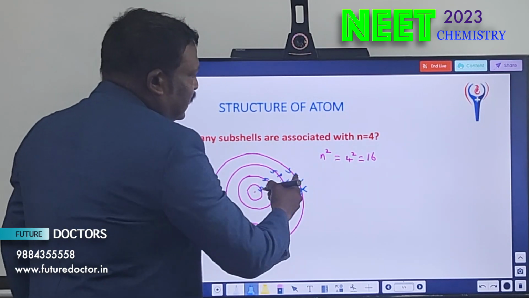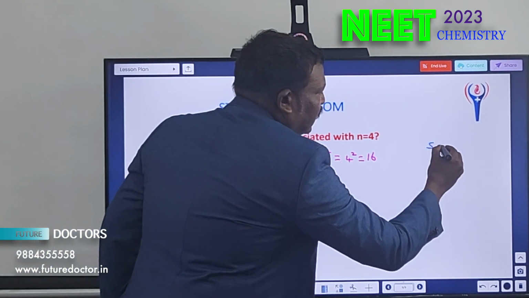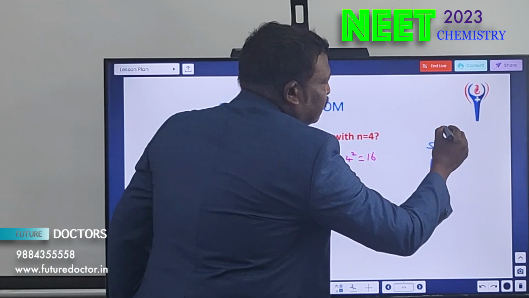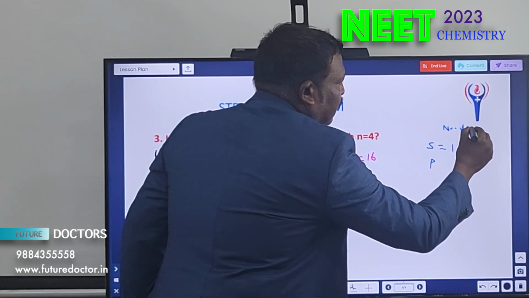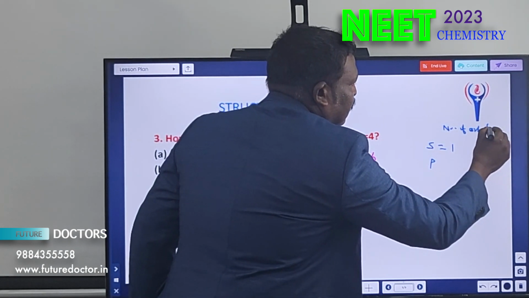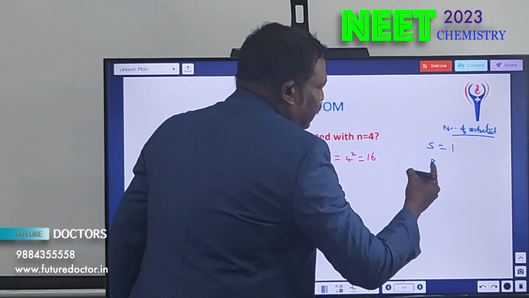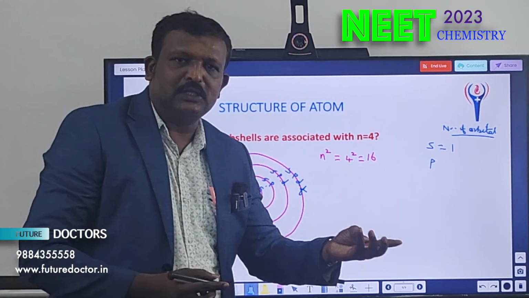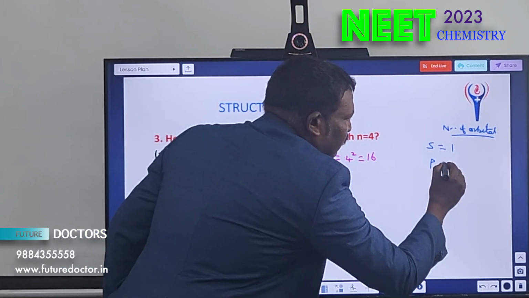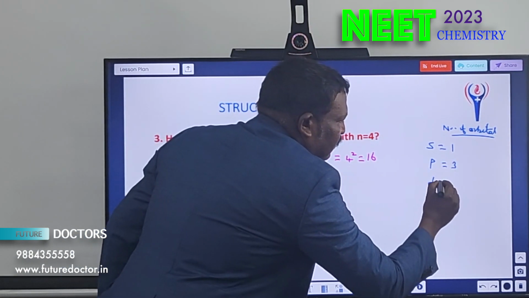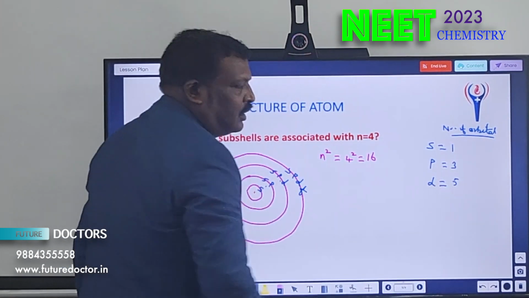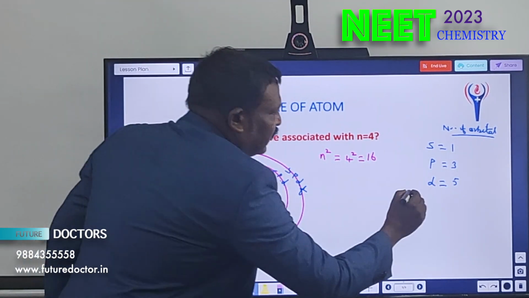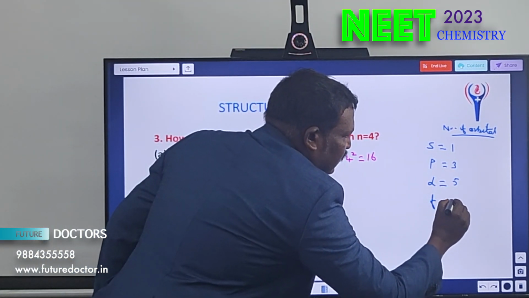S means, maximum how many orbitals? Number of orbitals, you must know each and every one. In s we have only one orbital. In p, I told you, we have three p orbitals: px, py, pz. D means we have 5. Just remember the odd numbers 1, 3, 5, 7. F means how many orbitals are there? In f we have 7.